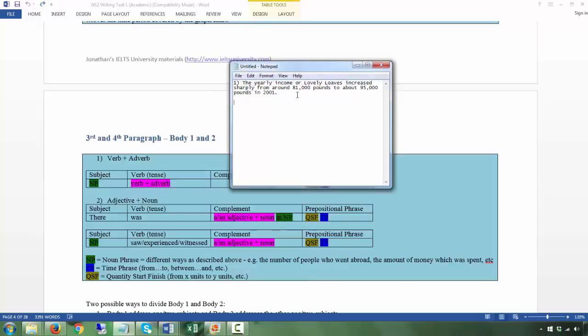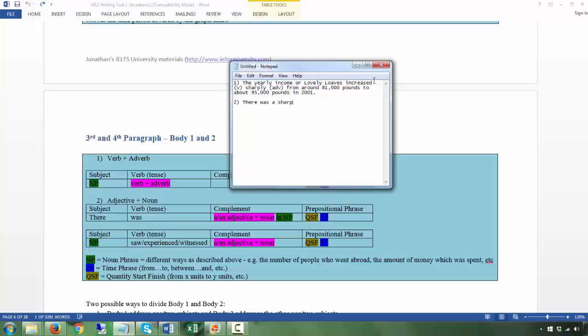The second method would be: there was. Now you use the adjective and noun, because rather than using the verb and adverb to describe the change, the verb is here already. So there was a. Now what is the same thing as increase? Increased here is a verb, sharply here is an adverb. But I can give you the exact same description using a different sentence structure, and rather than using increase as a verb, we use it as a noun. Rather than using sharply as an adverb, we use it as an adjective.